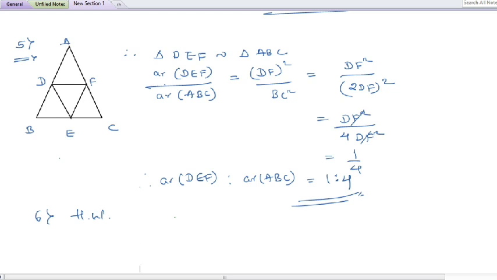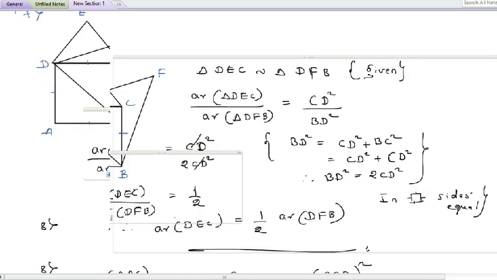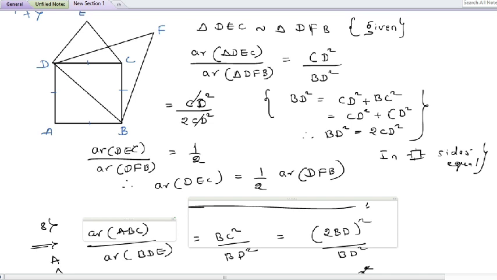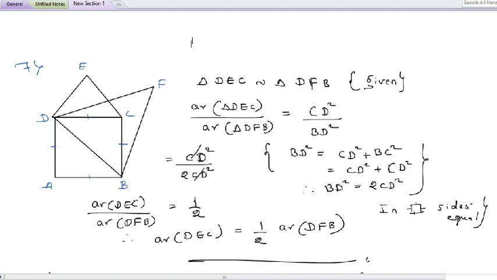Now, the sixth problem is homework for you. Now, problem number 7. Prove that the area of an equilateral triangle described on one side of a square is equal to half the area of the equilateral triangle described on one of its diagonals.